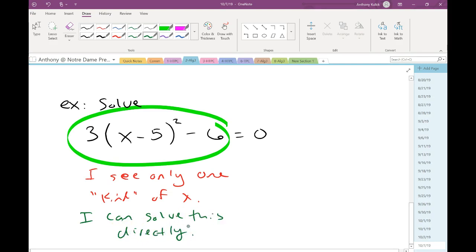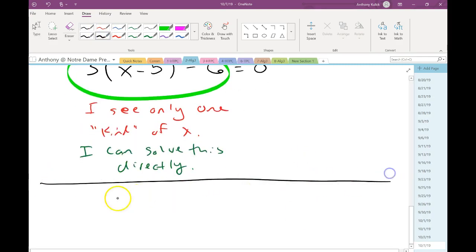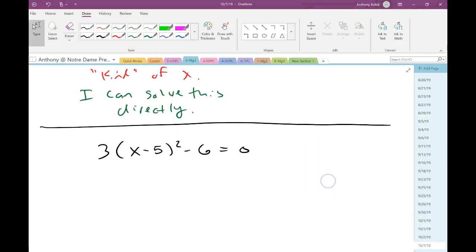I wouldn't want to try to factor this. It may or may not factor if I multiplied this all out. But that seems like an awful lot of work for something that I can, in its current state, just try to solve directly. So let's do that. So what would I want to do first if I were to try to solve this directly? Anyone with an idea?